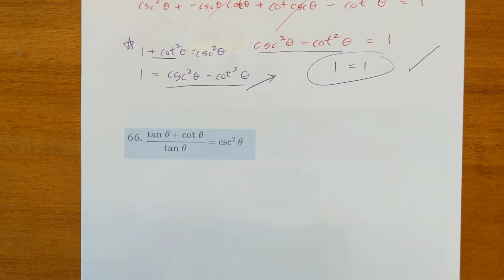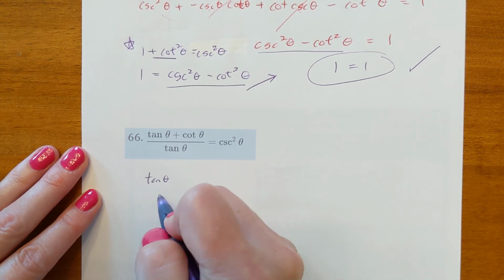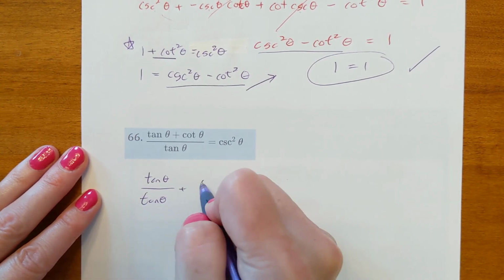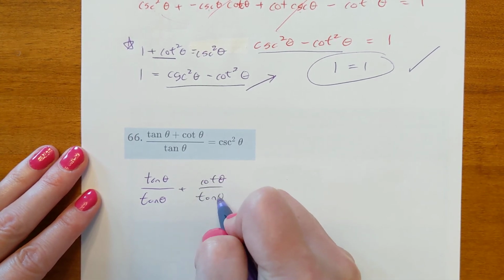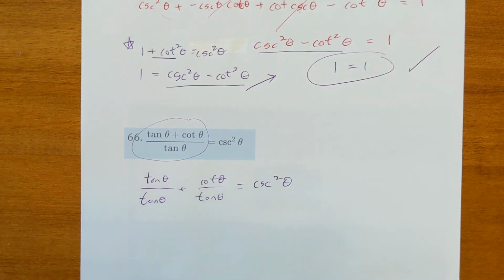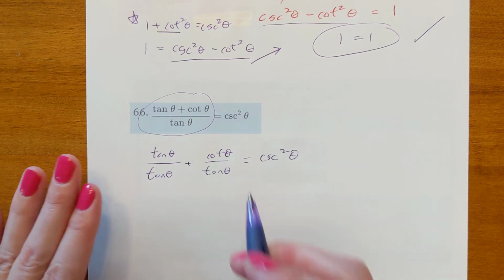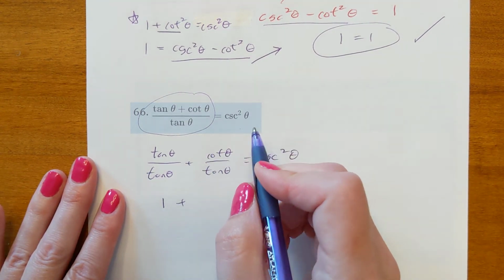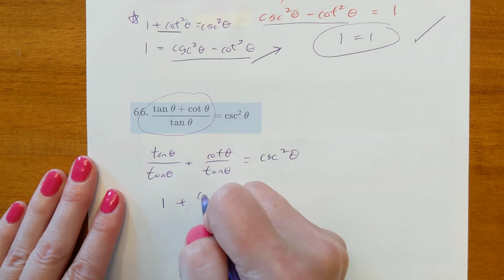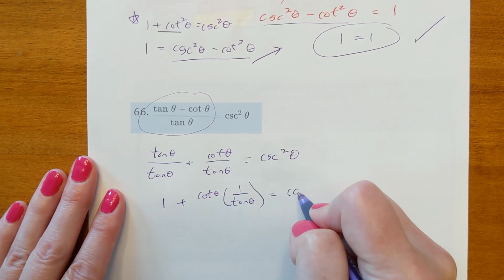All right, on the next one. Whenever you see a fraction like this, overall, usually it works to split it. So I'm going to split it. So tangent theta over tangent theta plus cotangent theta over the tangent of theta is equal to cosecant squared theta. Hopefully this looks messier to you. That's the messy side. This is the more simple side. So we want to make this look like that. So when we split it, tangent divided by tangent is 1. And then I'm going to split that up some more. So we got cotangent theta times 1 over tangent theta equals cosecant squared theta.